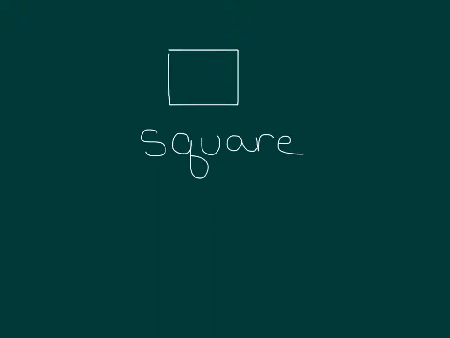Next is a square. A square is a rectangle where all sides are the same length. And a rectangle has four right angles. And a rectangle has opposite sides that are parallel, that and that, that and that. And then all sides are the same length.